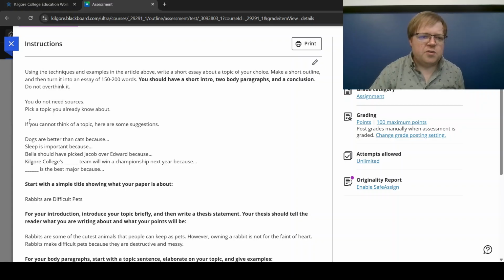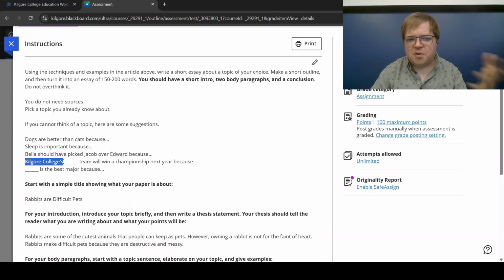So here are some different topic suggestions if you can't come up with an idea, but you can talk about anything that you care about and know about already. So, dogs are better than cats. Sleep is important. Bella should have picked Jacob over Edward, if you're a Twilight fan, I forgot I wrote that in there. Kilgore College's basketball or football team will win a championship this next year. Blank is the best major, whatever your major is. You can do any of those. You can also come up with your own topic if you're thinking of one right now that would work for you.